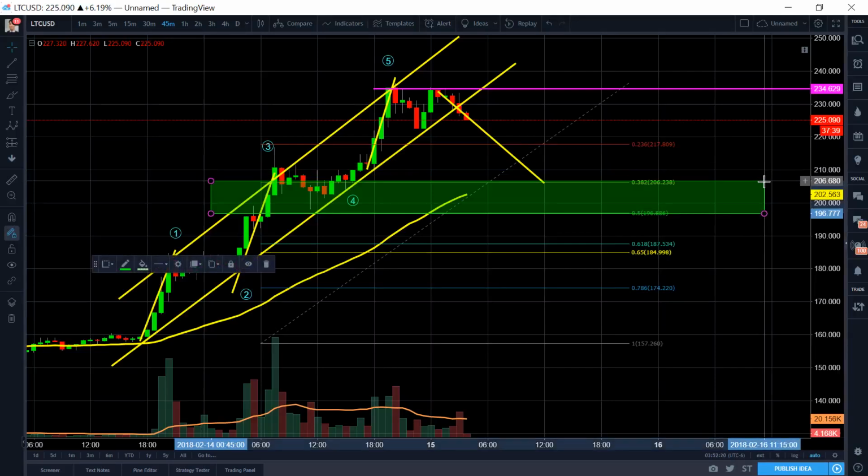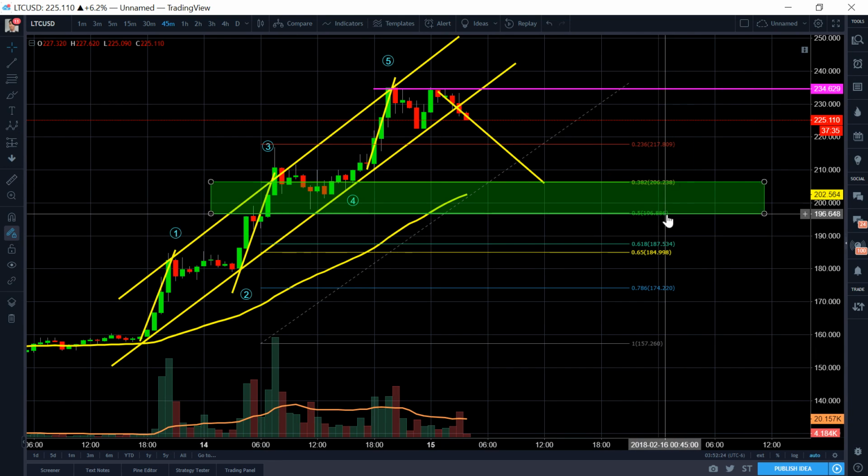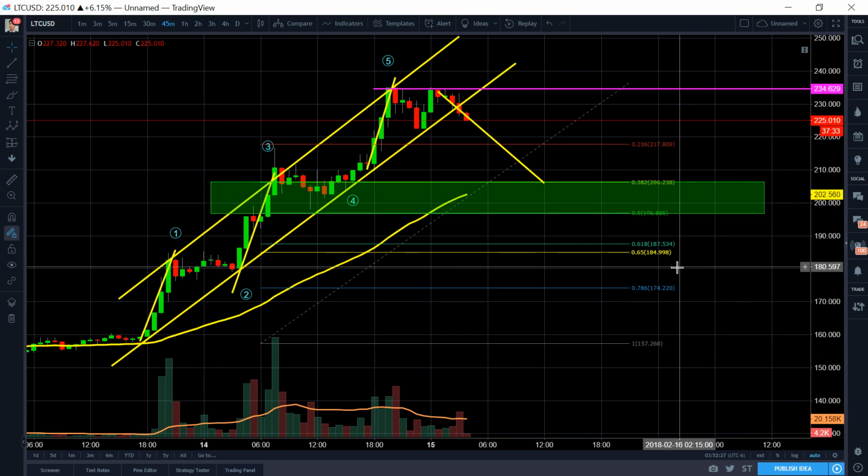Not even there, I'm talking about here, 206. Watch this zone, guys, between 206 and 196, okay? $10 zone in there. That's going to be my entry point around there, 196 to 206.